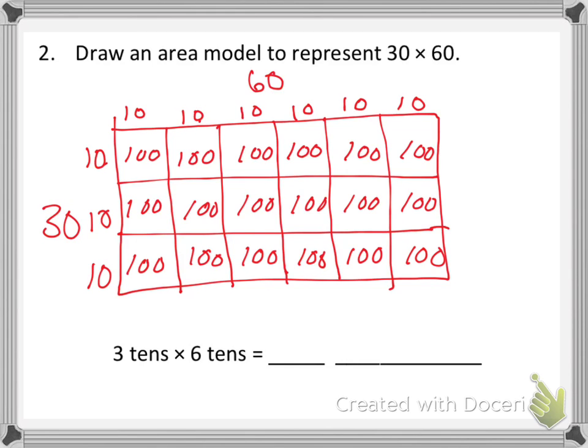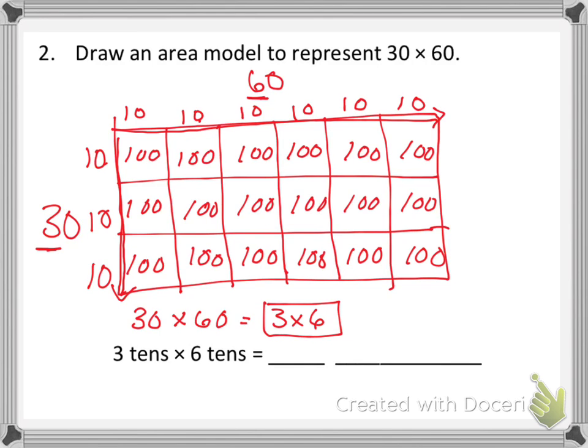So now we've got to see how many we have here. If students want to count all the hundreds, they would go down. Going down here would be 3, and going across there would be 6. So now we could actually write this out as 30 times 60. We can say 3 times 6 times 10 times 10, because these are 10 by 10 squares.